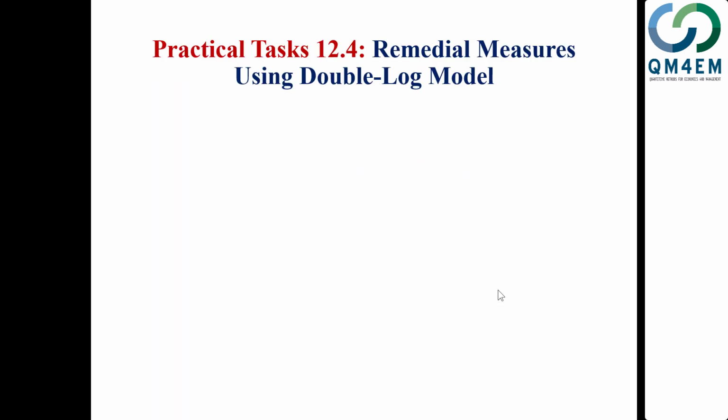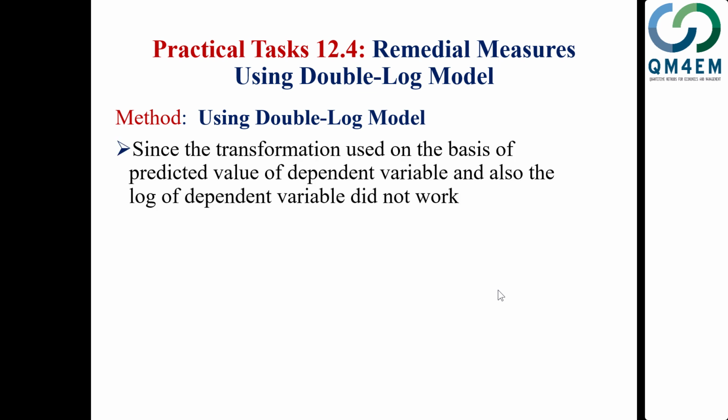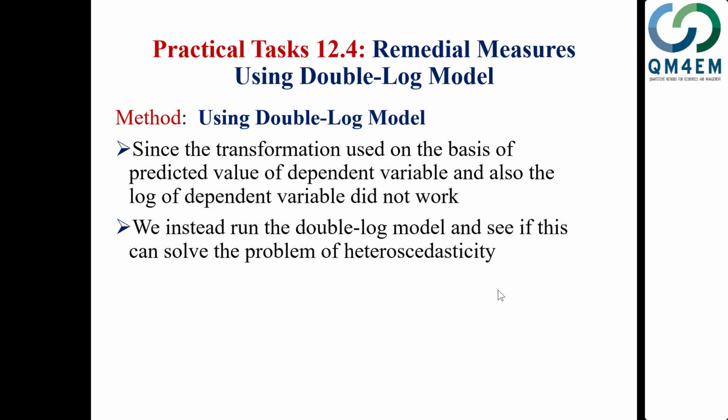In this next fix which I'm going to try, I'm going to use the double log model and see if this solves the problem of heteroscedasticity. You already know what the double log model is. The double log model uses the log of both the dependent and independent variables in the regression model. This transformation is going to be used because the other solutions didn't work.